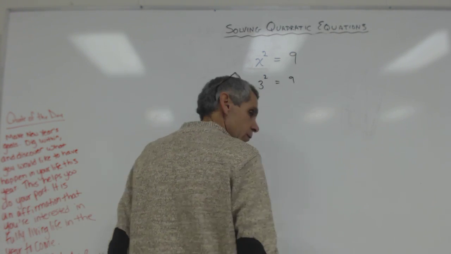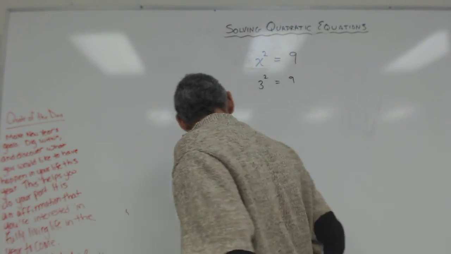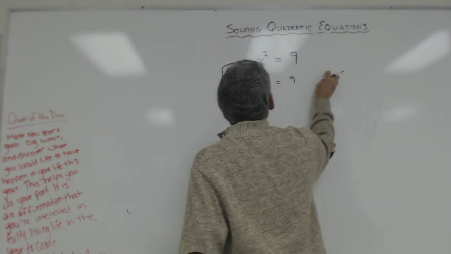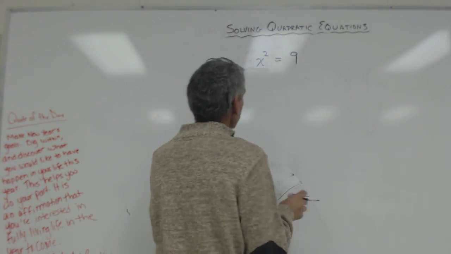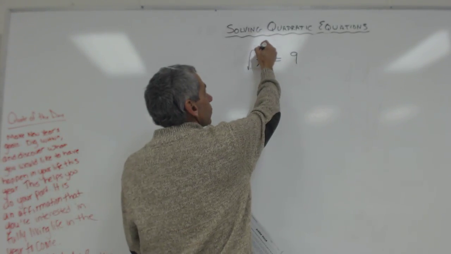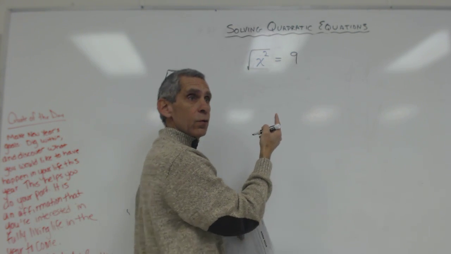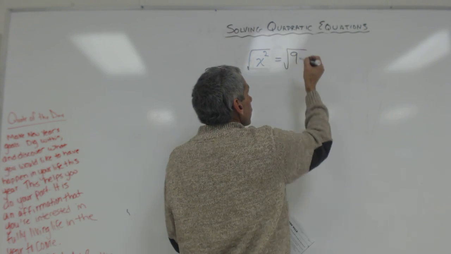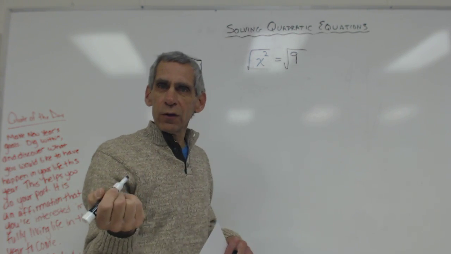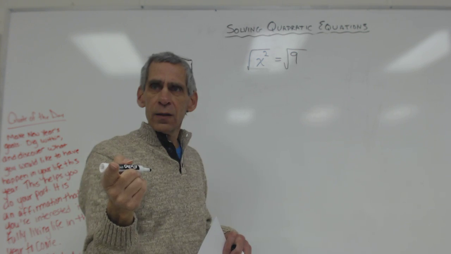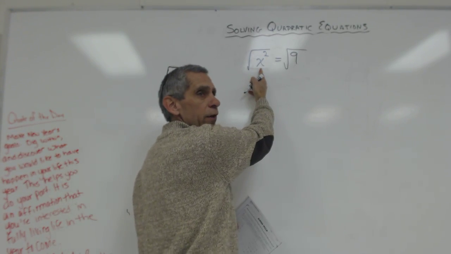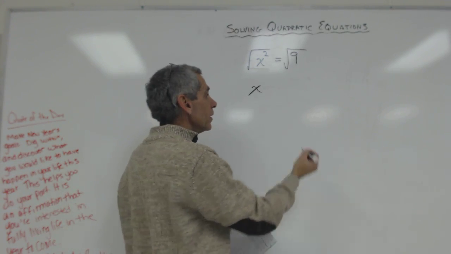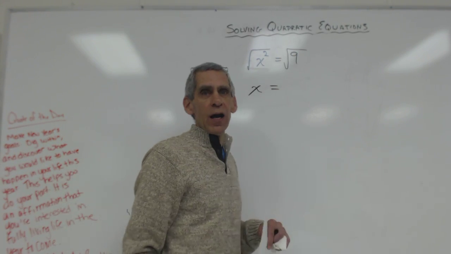Could you actually do this? Could you take the square root of this side? Now, whatever I do to one side, I have to do exactly to the other, right? So I'm going to take the square root of this side. You guys remember square roots? Does everybody know square roots? What's the square root of x squared? X, that's what we want. Equals, what's the square root of 9?